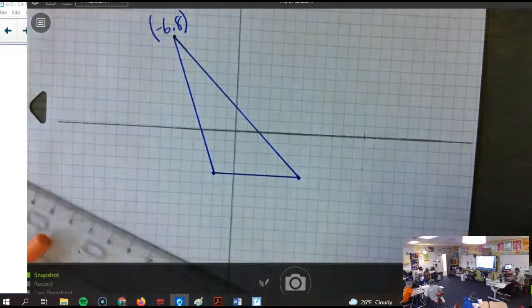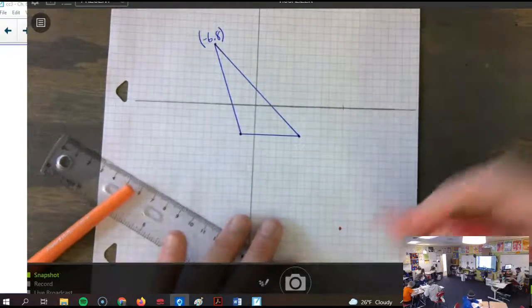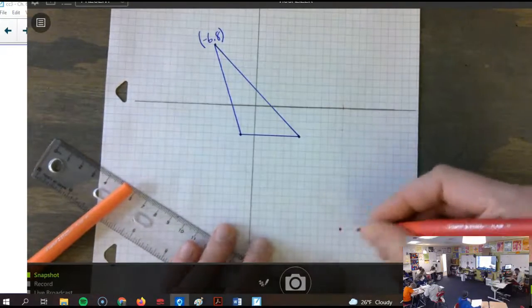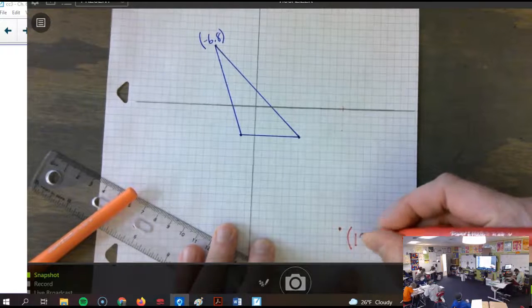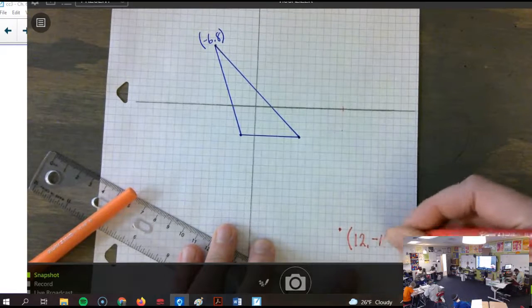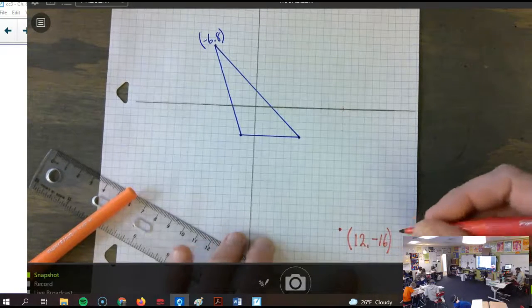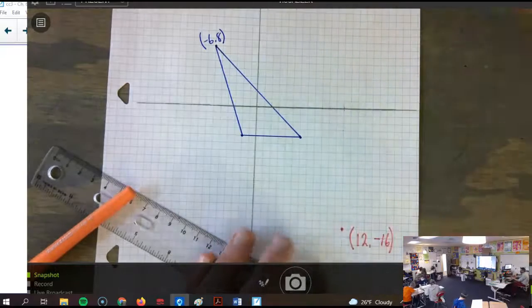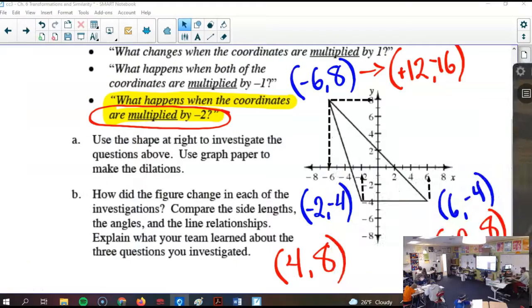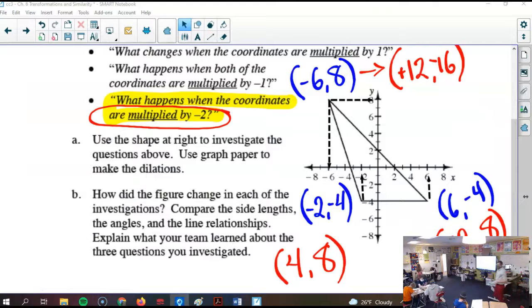Holy cannoli, it comes way down here? This is why I had to move my camera. I'm like, what the? It's way down here. So positive 12, negative 16. So when I walk around, I should see both of your triangles, the original and the dilated one. And then I want you guys to be able to tell me what happened and why.